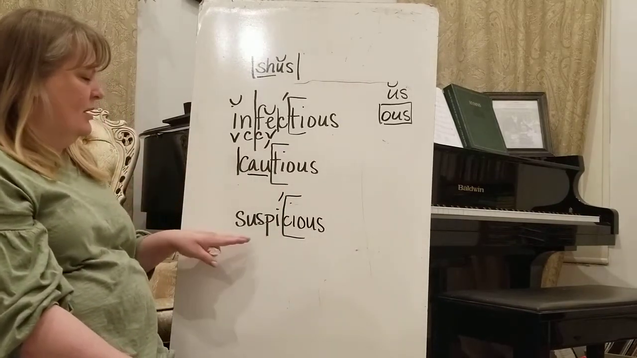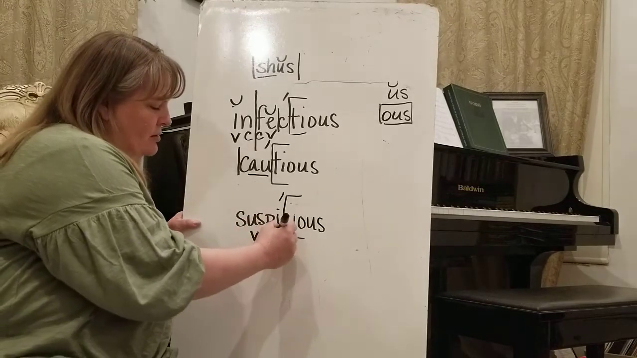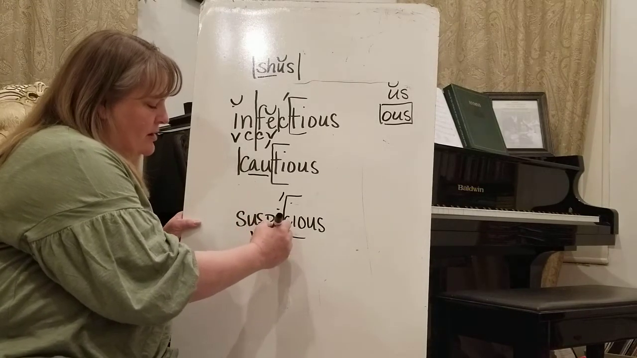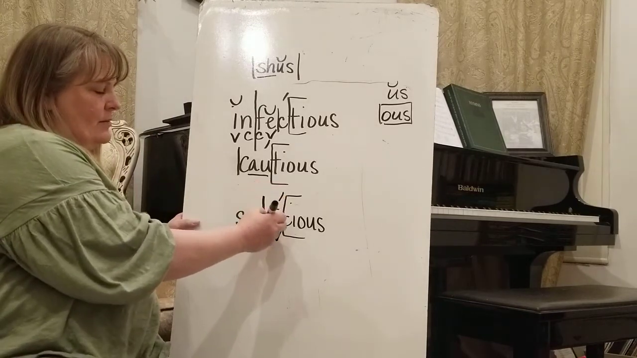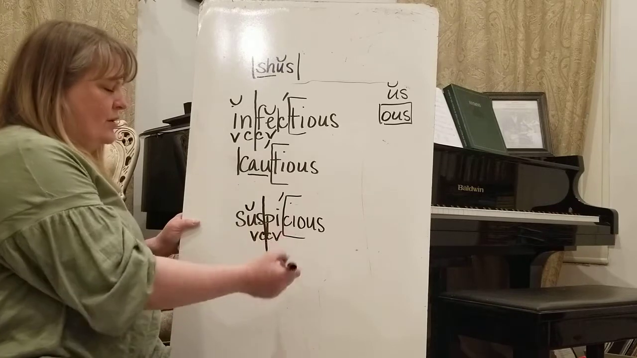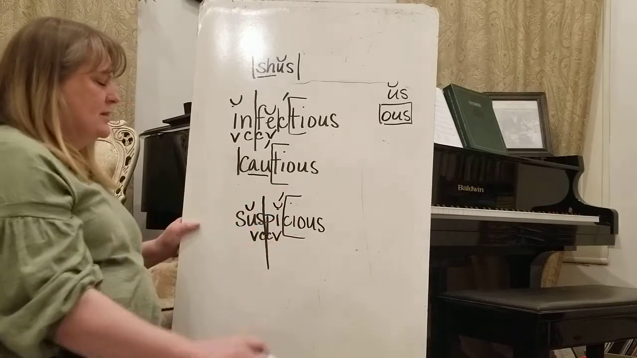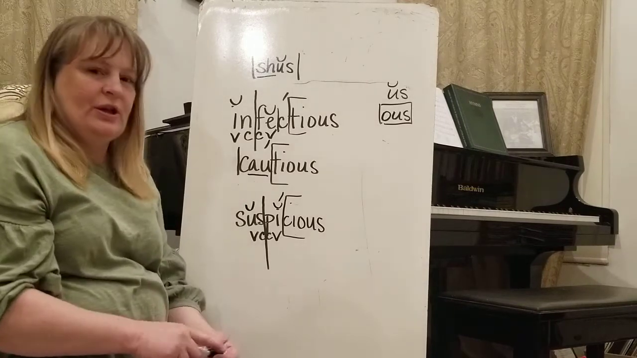Cautious. Okay, suspicious. We've got 2 vowels again. So we're going to look for our vowel consonant pattern. We've got 2 consonants, so we know we're going to split right down the middle. And let's code our vowels. Suspicious. All right, those look good.